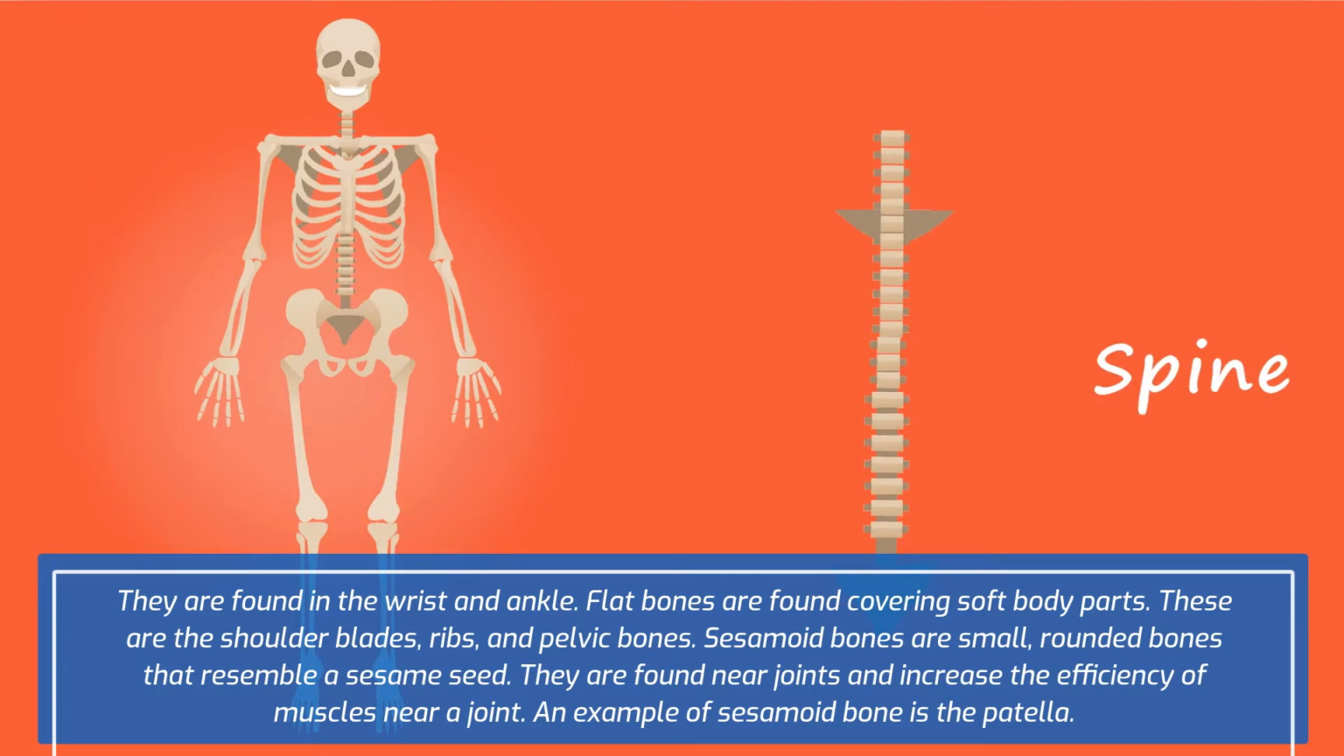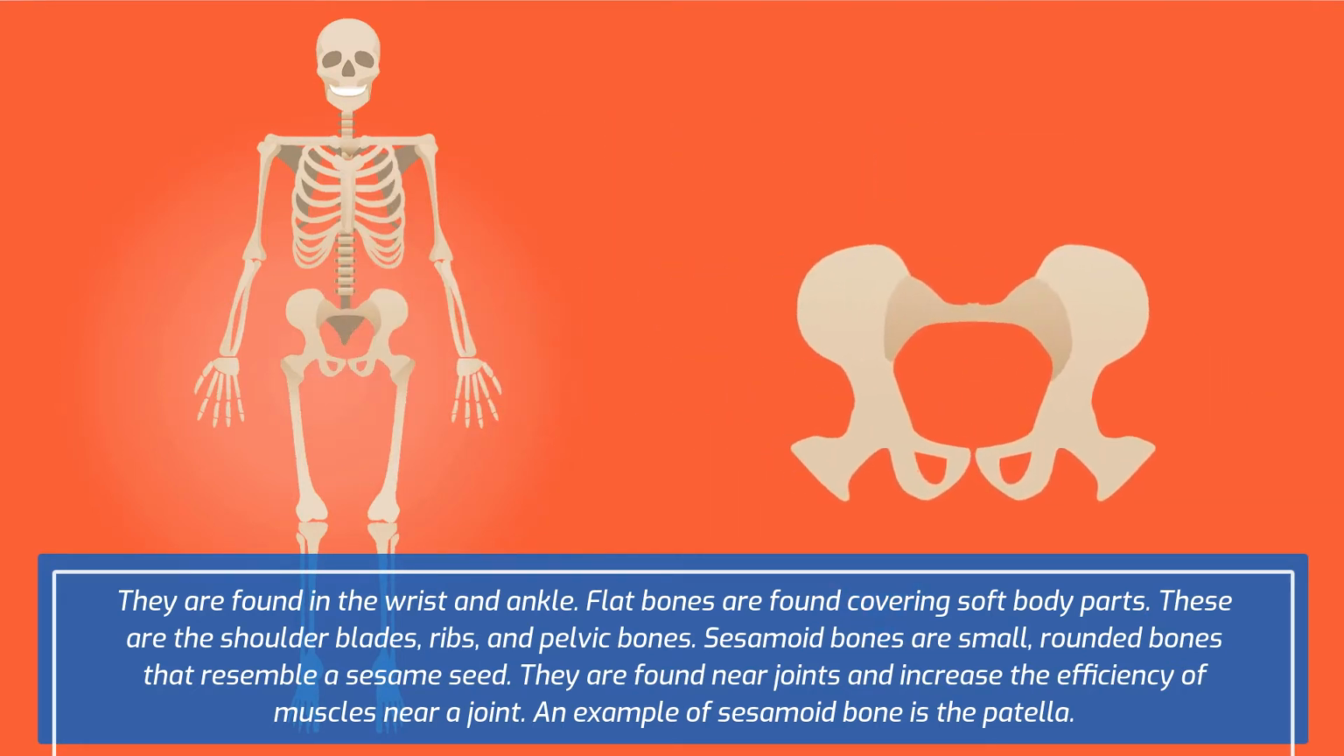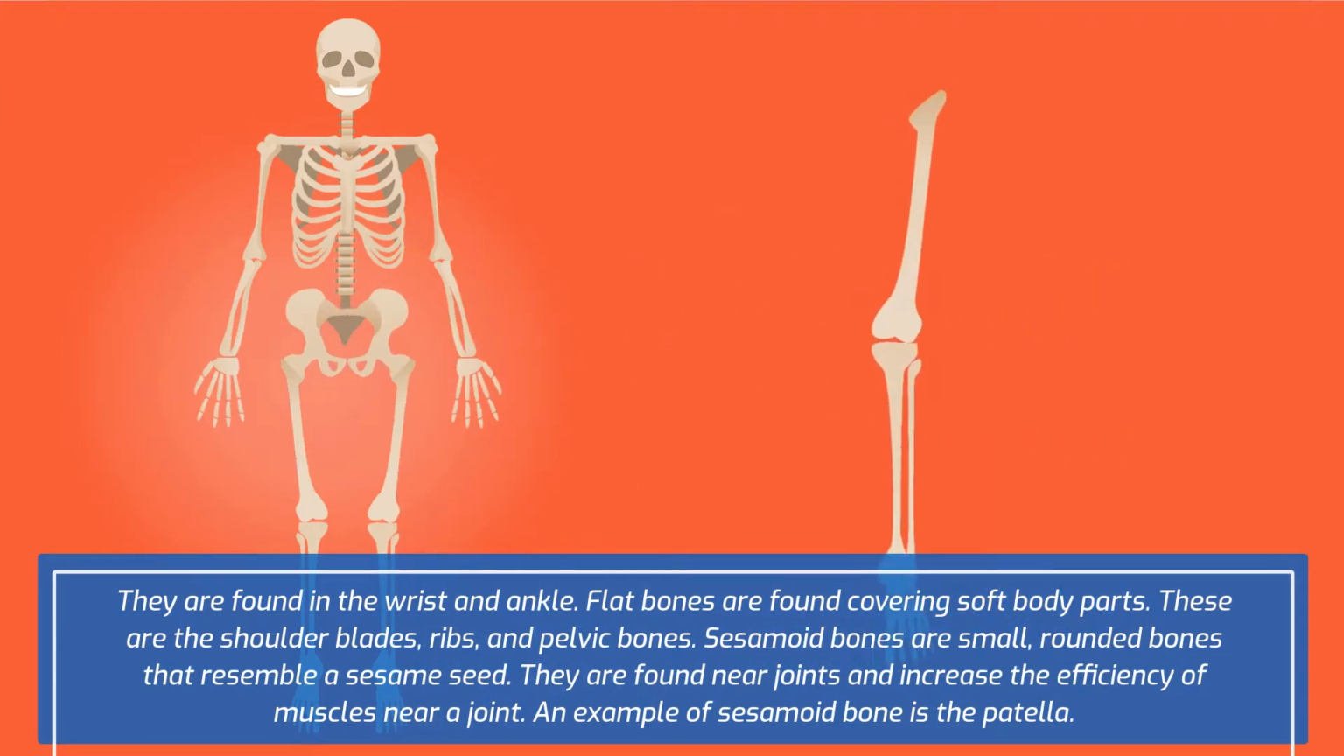Sesamoid bones are small, rounded bones that resemble a sesame seed. They are found near joints and increase the efficiency of muscles near a joint. An example of sesamoid bone is the patella.